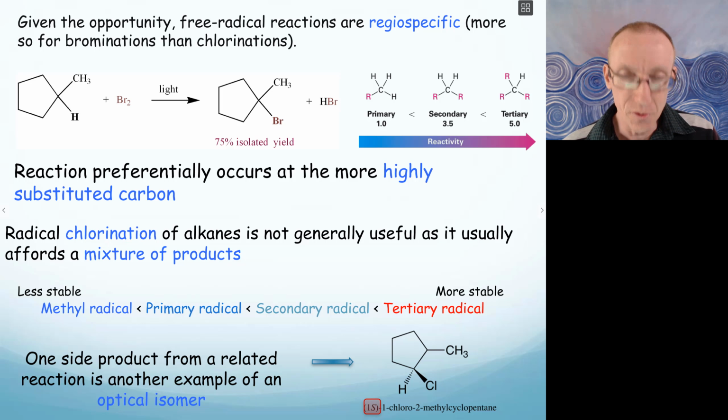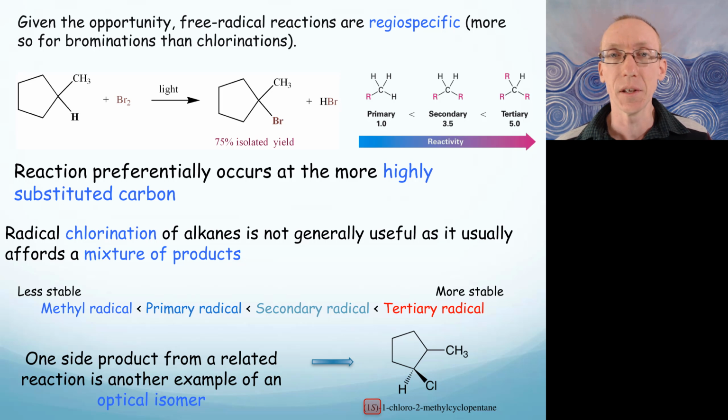Radical chlorinations are not normally that useful. Industrially, they're useful to make bulk chemicals that include chlorine, but they're not very selective, and so we don't generally use them in an organic chemistry lab to make a particular molecule.